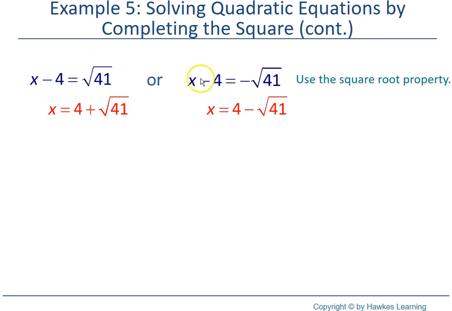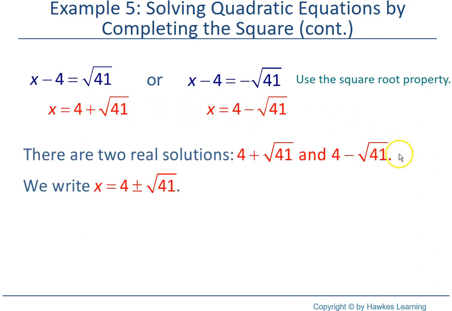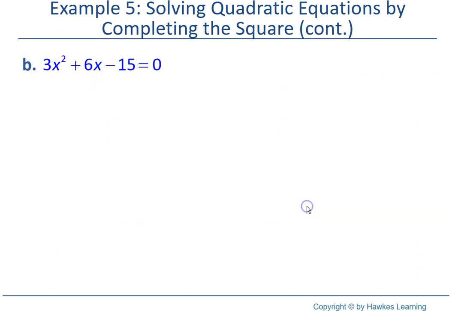And we transpose the negative 4 in both cases. So we get 2 answers. The shortcut way is plus or minus 41. But really, they are 2 different answers. And they're saying, okay, good. They're saying this is how we write it.